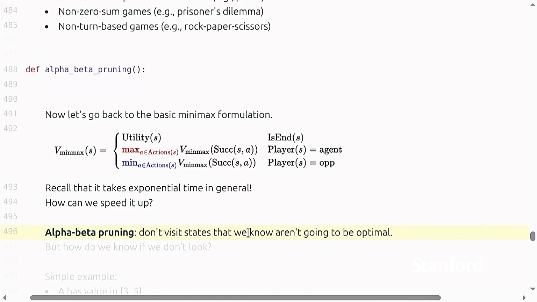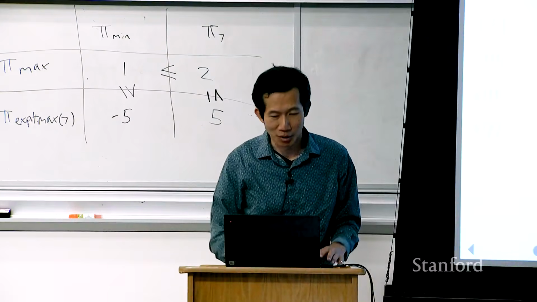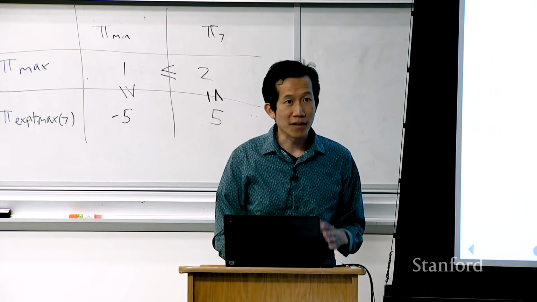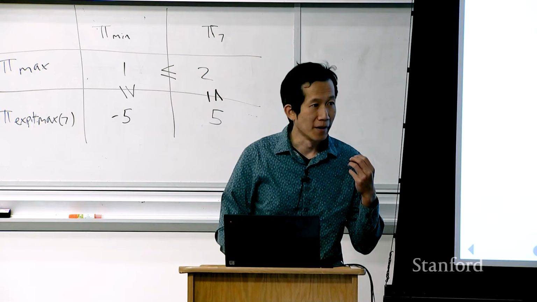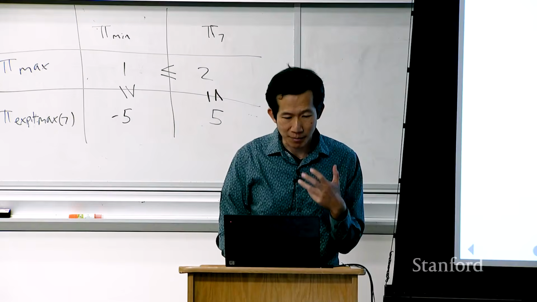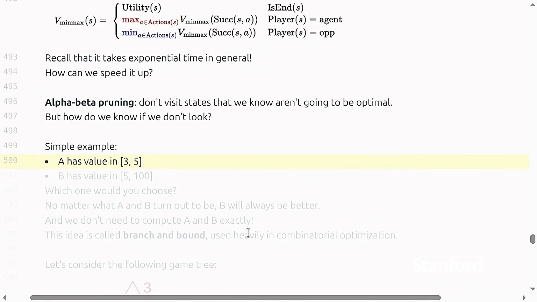Okay? So now the key is going to be figuring out how we know when something is suboptimal if we don't even look at it. It seems a little bit magical that you can just prune out parts of your tree. Maybe the optimal policy or optimal action is actually sitting there. Who knows? So to give an example of why this might be possible, consider the following case. Suppose you have two possible actions, A and B, and I tell you A can give you utility somewhere between 3 and 5. I don't know exactly what, but something between 3 and 5. And then B is going to deliver value somewhere between 5 and 100.